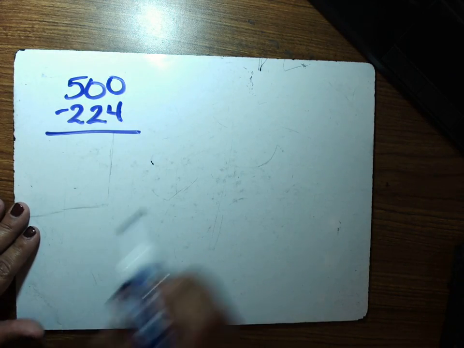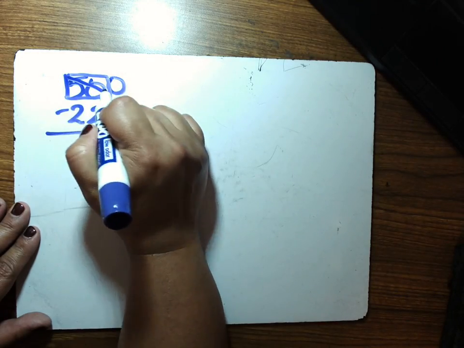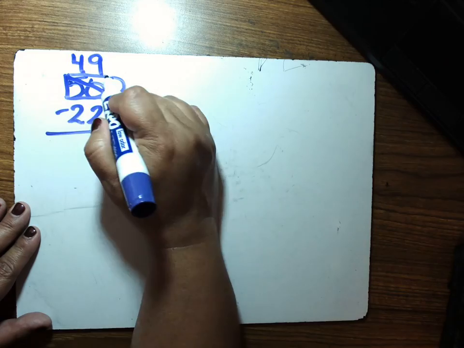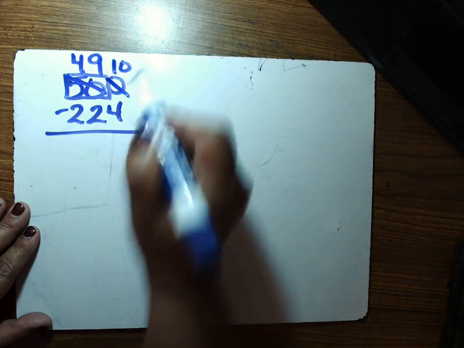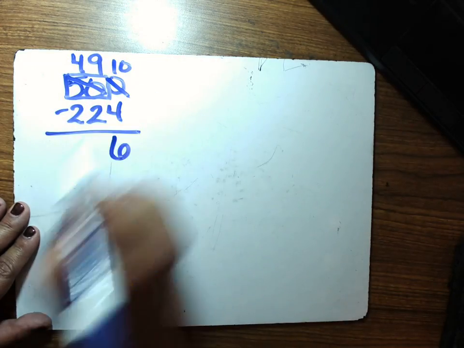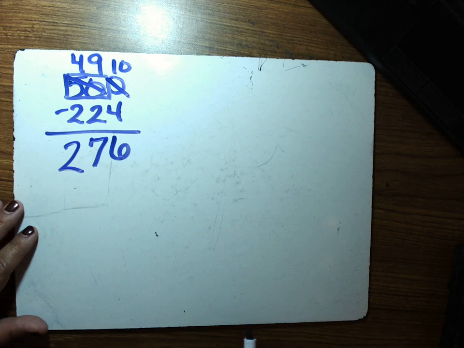We've learned that you can take this part right here and borrow from that, which gives us 49. Remember, that's one less. This now becomes 10. 10 minus 4 in the ones place would be 6. 9 minus 2 in the tens place would be 7. And 4 minus 2 would be 2. 276.